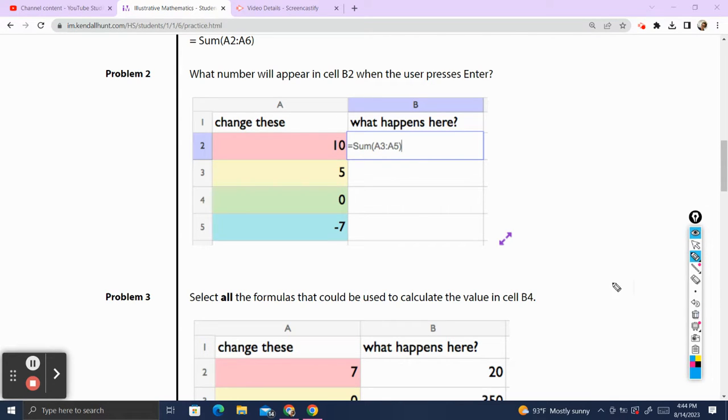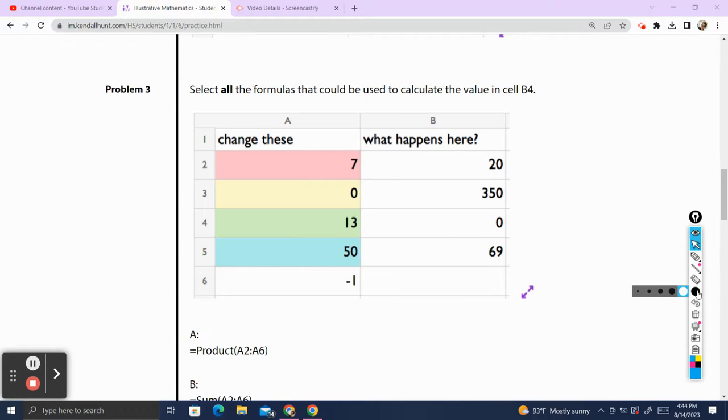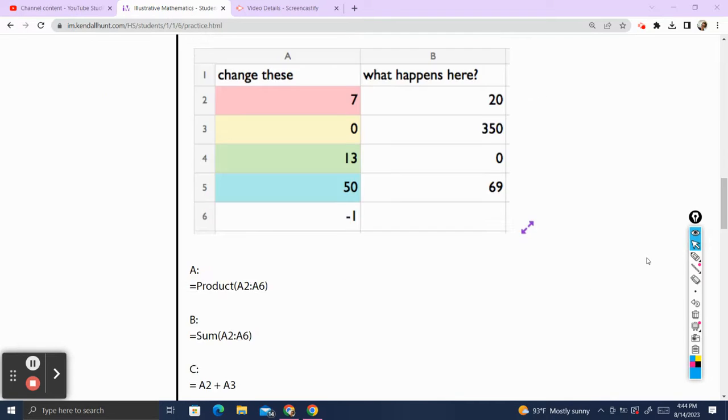All right, I love these questions. They're so useful if you ever need to use Excel or Google Sheets or to calculate any type of statistics. Select all the formulas that could be used to calculate the value in cell B4. So there might be more than one correct answer here.